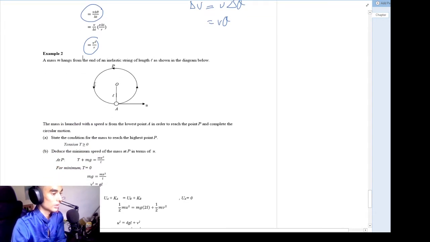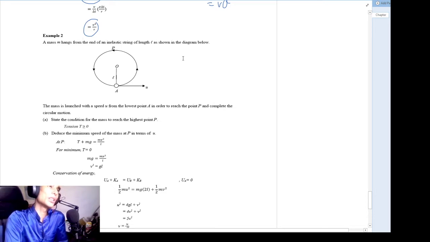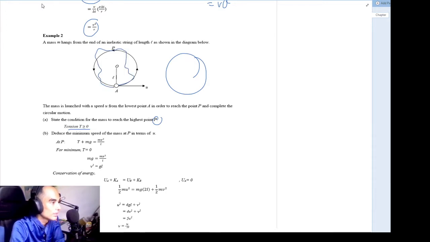Same question, one more. A mass hangs from the end of an elastic string of length L, as shown in the diagram below. It's a vertical circular motion, up and down. State the condition for the mass to reach the highest point P. The tension must be bigger than 0. If it's lesser than 0, the string will go slack and the mass doesn't go up, it just falls down. So tension must be bigger than 0. That's the first condition.